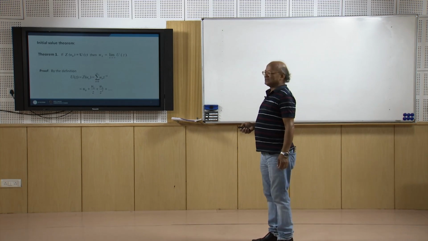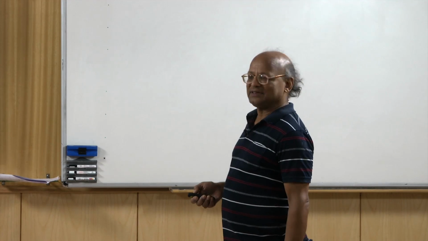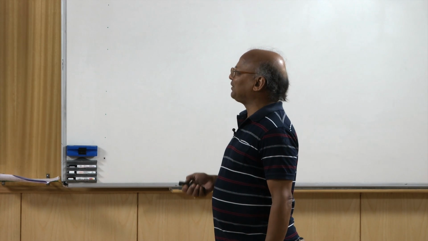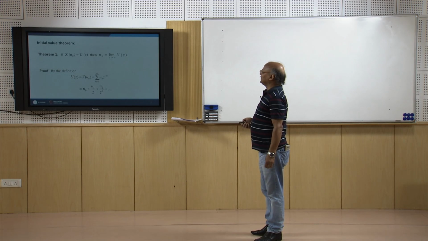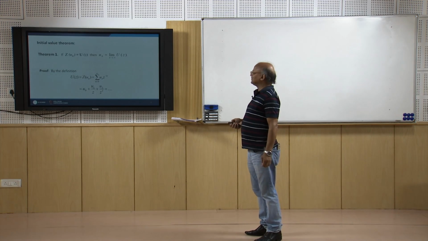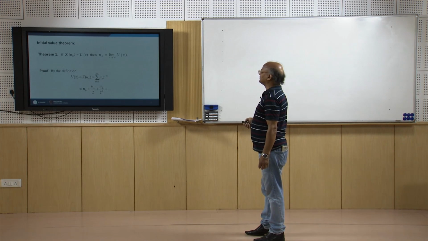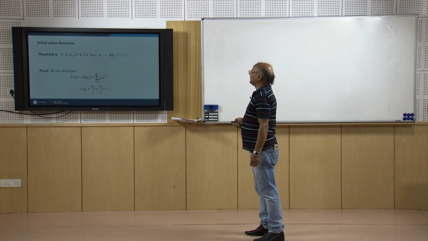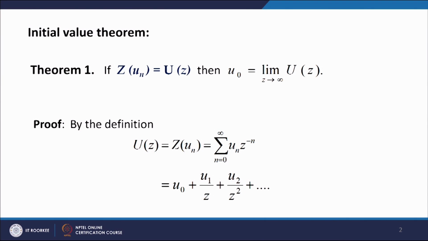We know that the sequence u_n is related to its Z transform U(z). So, by using that relationship we can find the values of u_n for n equal to 0 and n tends to infinity without actually knowing the sequence u_n. So, suppose the Z transform of the u_n sequence is known, given by U(z), then it turns out that the value of u_n for n equal to 0 is given by the limit of U(z) as z tends to infinity.